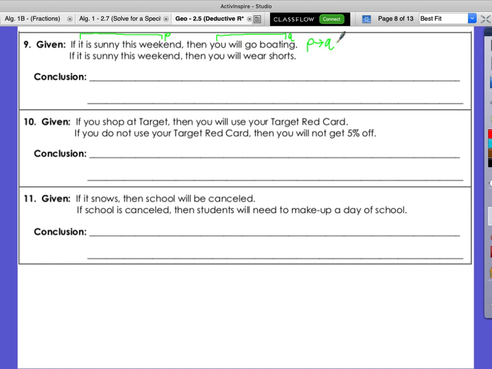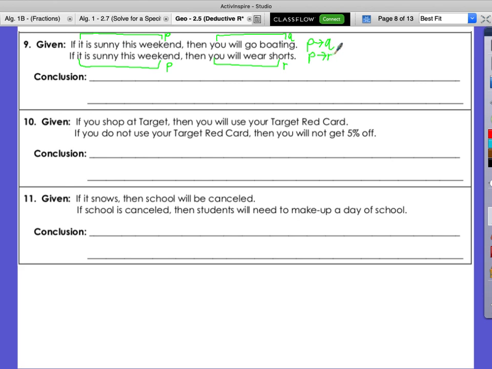Okay. Now in our second conditional statement, Nolan, what's our hypothesis? What follows "if" in our second conditional statement? Oh, your hypothesis. Yeah. It is sunny this weekend, okay? Have we had that before? What do we call it? And what are we going to call it this time? Are we going to say the same thing or different? Did it change? Same thing, it's P. Then you will wear shorts. What do we call that? Okay, we normally call it Q, but we've already used Q, so we'll use R. Very good catch. So this one goes, if P, then R.